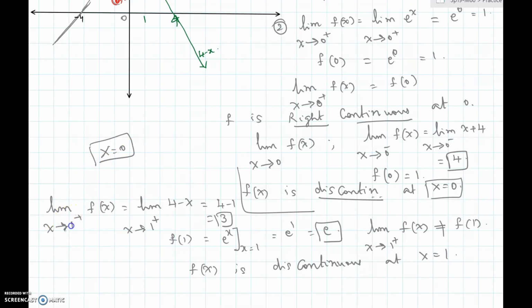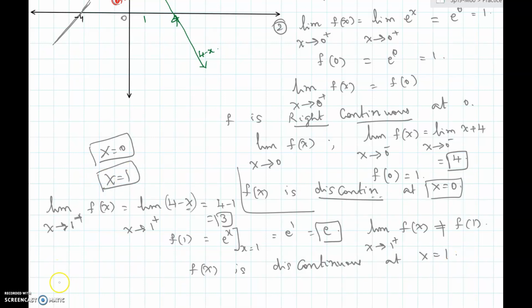The limit as x approaches 1 from the right of f of x is the limit as x approaches 1 plus of 4 minus x, which would be equal to 4 minus 1. You're plugging in x equal to 1. That will be 3. But f at 1 equals e to the 1, which is e, which shows that the limit as x approaches 1 plus of f of x, which we proved to be equal to 3, is not equal to f at 1, which is equal to e. So this shows clearly that f of x is discontinuous at x equal to 1.